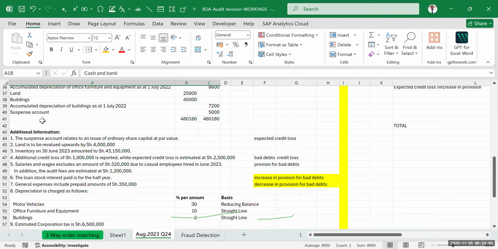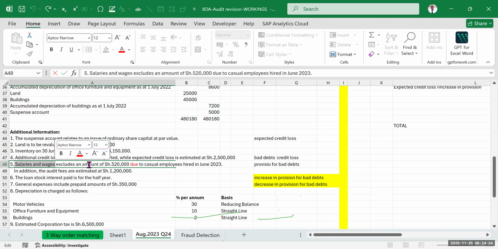They just said it excludes an amount of 520 due. The word is even given there, due. Now, being due means it is accrued. It is an owing. It is a liability. So this owing here, we've already recognized it because it will fall under expenses of salaries and wages. We've added the 520 under salaries and wages. That's why we've debited. But at the same time, they're telling us it is due, meaning it is accrued. It is an accrual. And we know where we normally post accrual in the balance sheet.